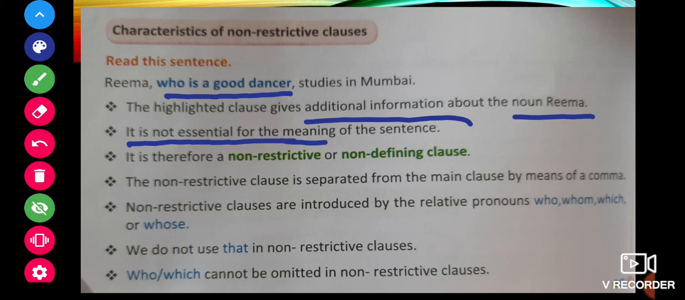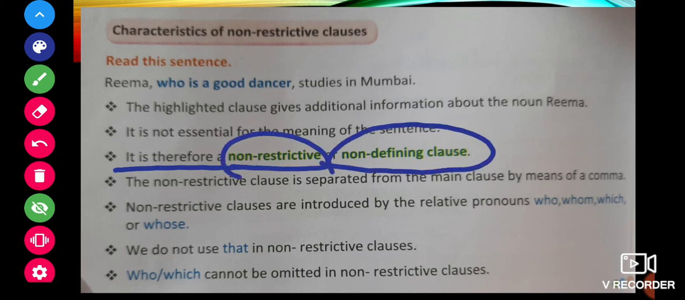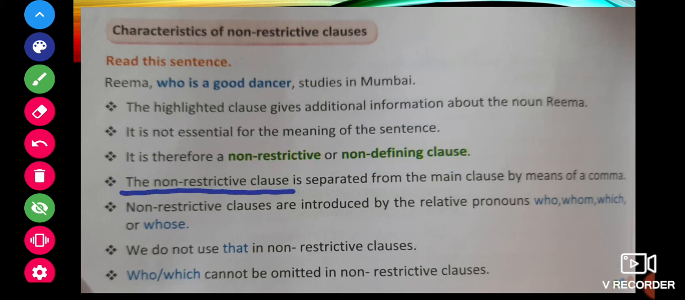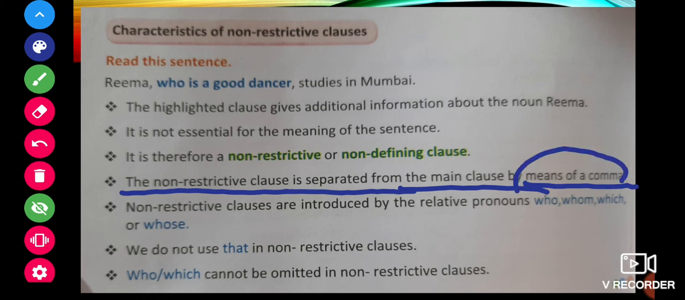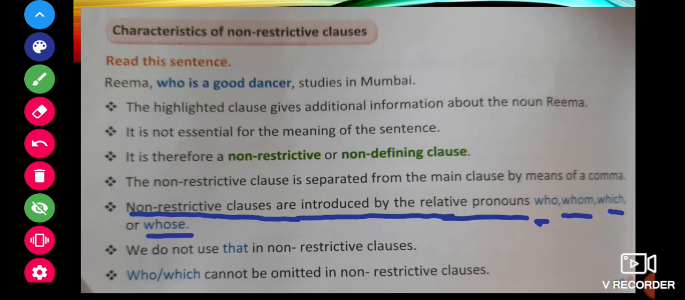So, this highlighted clause gives additional information about the noun Reema. It is not essential for the meaning of the sentence. Essential means important. It is therefore a non-restrictive or a non-defining clause. The non-restrictive clause is separated from the main clause by means of a comma. So, as we have seen previously, restrictive clauses are not separated by commas, but non-restrictive clauses are separated by means of commas. Non-restrictive clauses are introduced by the relative pronouns who, whom, which, whose.